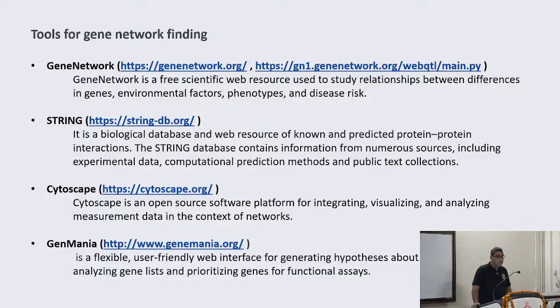Then Cytoscape, this is also a very good tool. You know that it is open source software for integrating, visualizing and analyzing the measurement data in the context of a network. Then GeneMANIA, it is a flexible, user-friendly web interface for generating hypotheses about gene function, analyzing gene lists and prioritizing genes for functional assays. So these are a few tools. I think you have this literature available, so you will use some of them in the tutorial also.